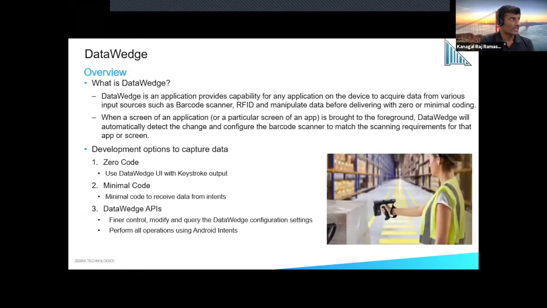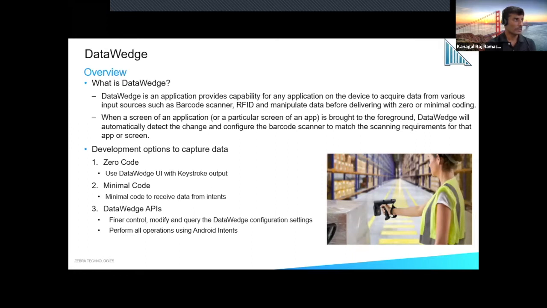Let's take a look at the data wedge. So one question that will come up is, what is data wedge? Data wedge is an application that provides capability for an application on the device to acquire data from various input sources such as barcode scanner, RFID, and manipulate the data before delivering it to the application with zero coding. That means you don't need to write any code. You just bring up your application. If it has the edit box, you can scan the data and get it to your edit box, or with minimal coding.